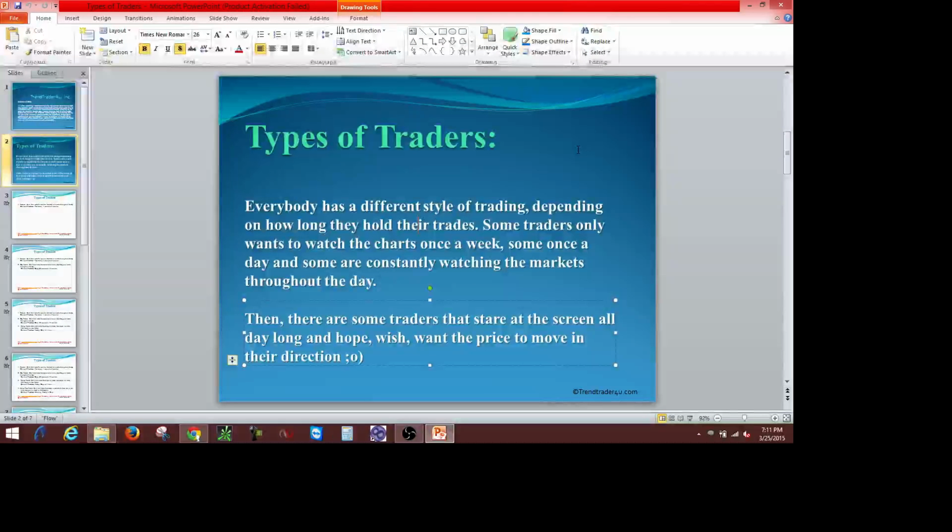Everybody has their own style, right? They have their different style of trading depending on how long they hold their trades. Some traders only want to watch the charts once a week. Somebody could be at work and not have computer access, or just not want to look at the charts all day long, right? Or some just once a day, they have enough time to maybe take a lunch break or something. They go back, well, let me look at what my stock is doing. Or they might have initiated a position where they're in it for a few days to maybe a few weeks.